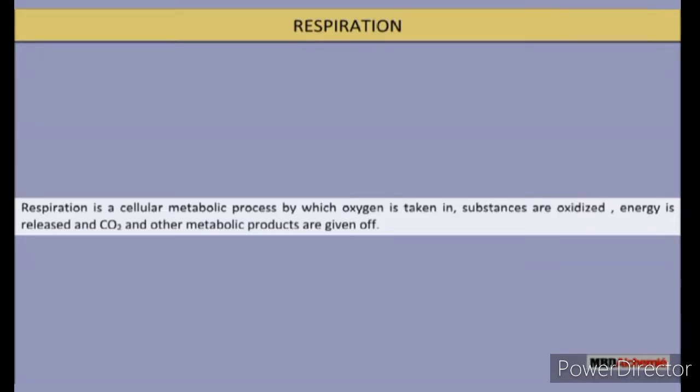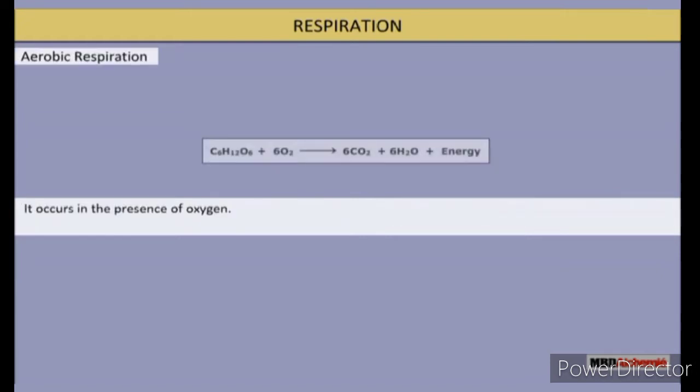Respiration. Respiration is the cellular metabolic process by which oxygen is taken in, substances are oxidized, energy is released, and carbon dioxide is released. Aerobic respiration. It occurs in the presence of oxygen. It is carried out in the bodies of almost all living organisms.